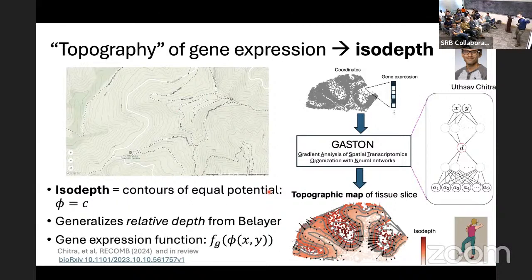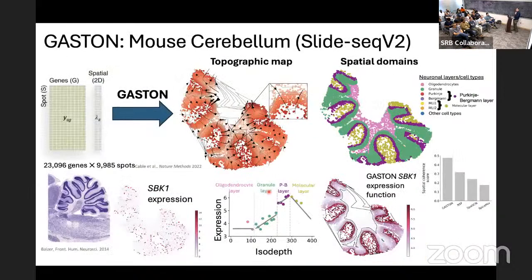And so that's, in a sense, what we're doing here. We're learning this underlying geometry, these level curves that describe the tissue structure. And then we're learning the expression of each gene as a function of this common coordinate. It seems crazy. It seems really silly to do this. I did not think this would work. And remarkably, on some tissues, it works beautifully.